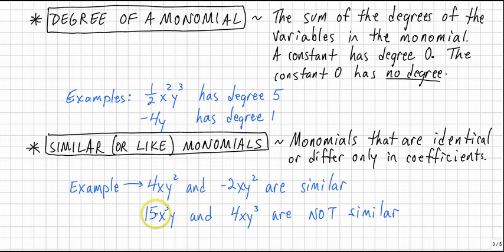On the other hand, 15x to the third, y to the first, that's a monomial, and 4x to the first, y to the third are not similar. They're not similar because in the first one, x is degree 3, in the second one, x is degree 1. So they're not identical. The variables and their exponents have to be identical. The coefficients can be different, but the variables and their exponents have to be identical.